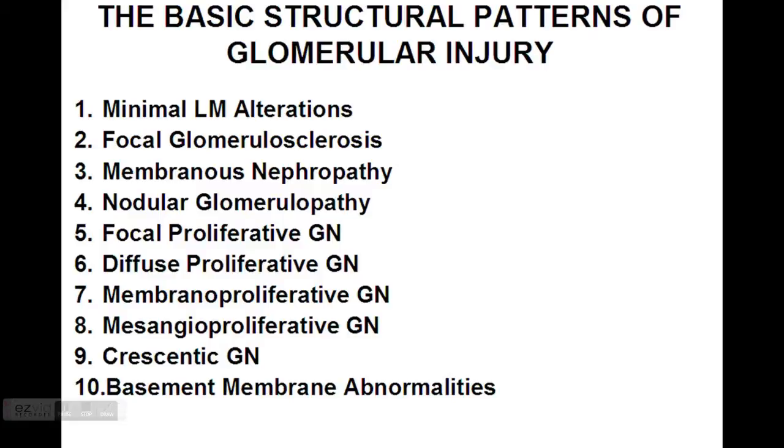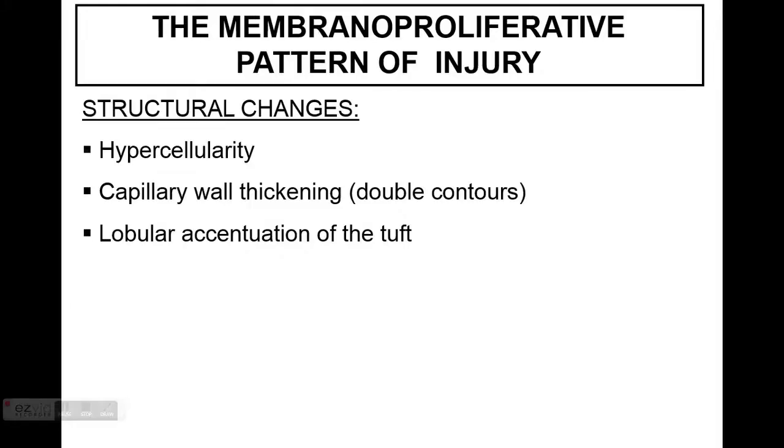Every textbook really describes MPGN as idiopathic and subclassifies it into types 1, 2, and 3. And the emphasis really in this classification is given to structural findings rather than the mechanisms and pathogenesis of the disease. So let's talk about MPGN. First of all, what is MPGN, and when do we say that the pattern of injury is MPGN?